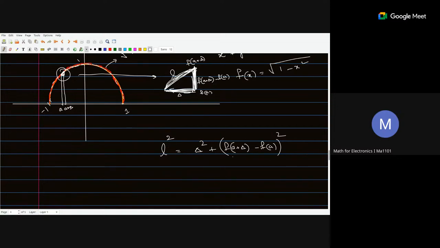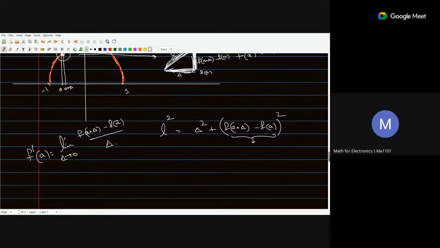Now if you carefully see this, if we know f prime of a, it can be written as the limit delta tends to 0 of f of a plus delta minus f of a divided by delta. As delta is very small, we approximate f prime of a as f of a plus delta minus f of a by delta. So f of a plus delta minus f of a can be approximately written as delta times f prime of a.